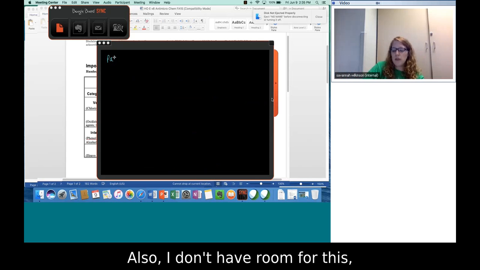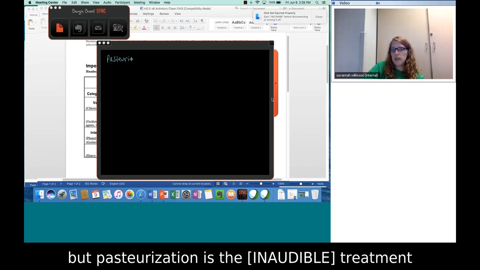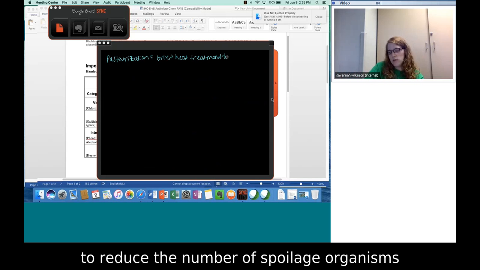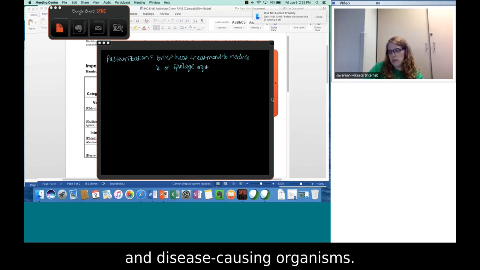Also, I didn't have room for this, but pasteurization is the brief heat treatment to reduce the number of spoilage organisms and disease-causing organisms.